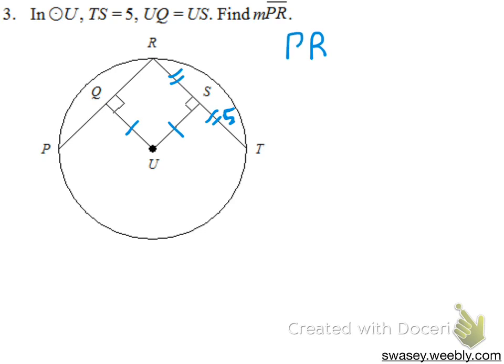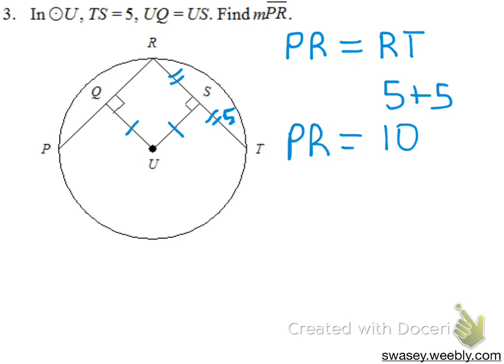So PR is equal to RT, and RT is equal to 5 plus 5. So 5 plus 5 is 10, so PR is 10.